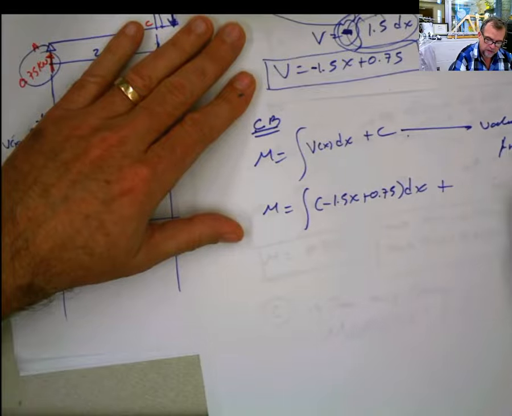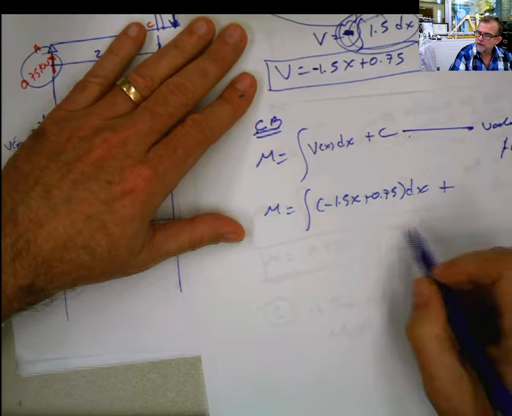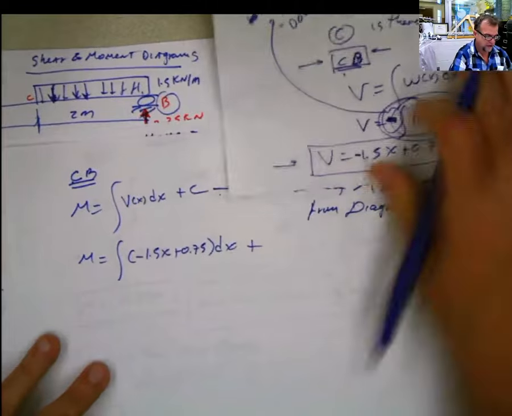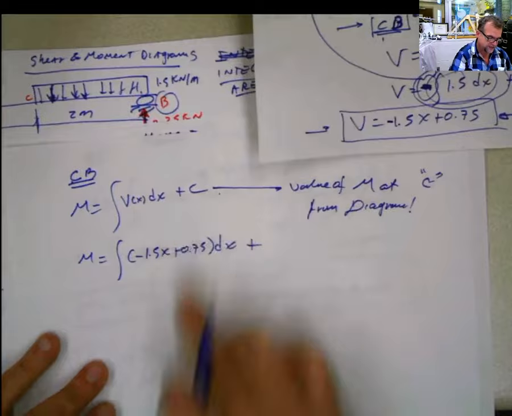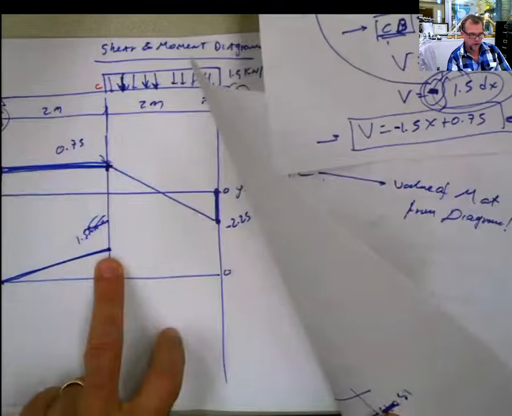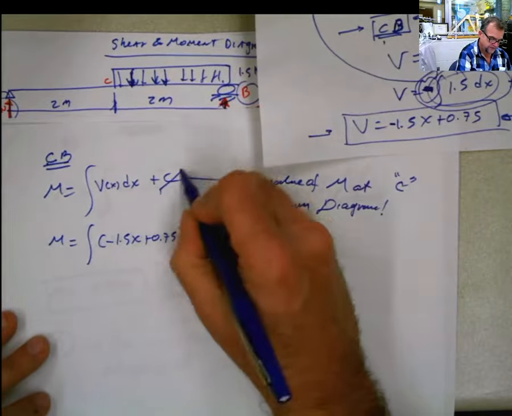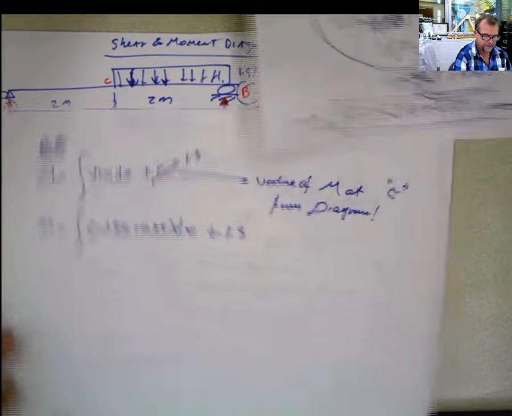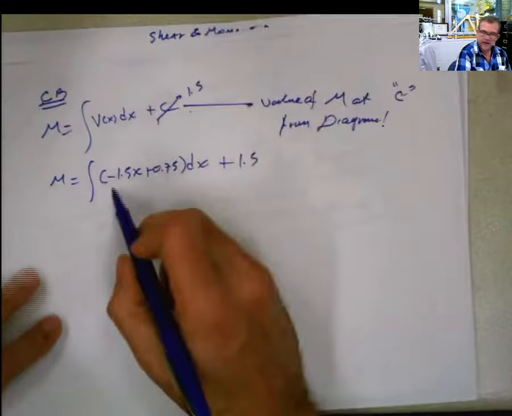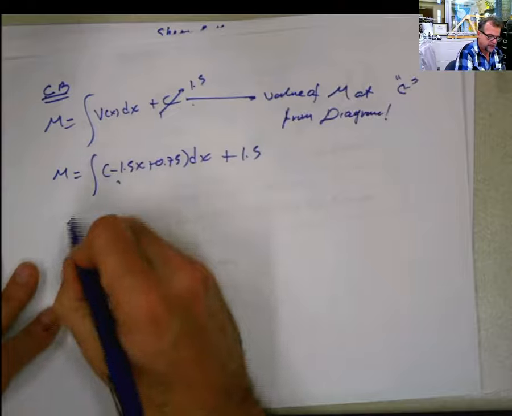from the diagram. Value of moment at C from the diagram. What is the value of the moment at C from the diagram? This value here. What is that value? 1.5. That means 1.5. What about the negative sign for the moment? It was already included in the shear. We don't do anything else.